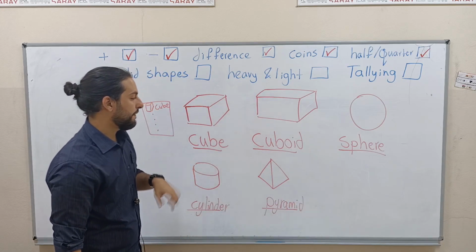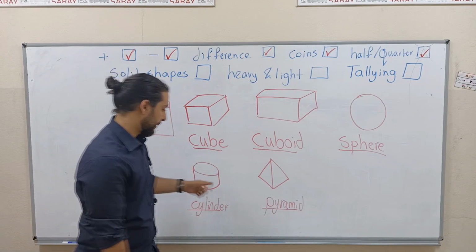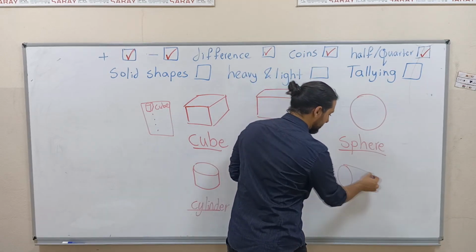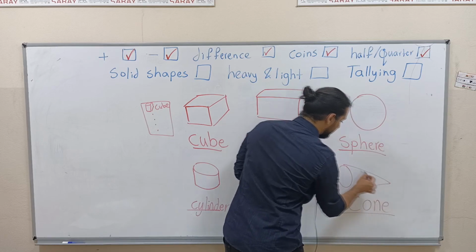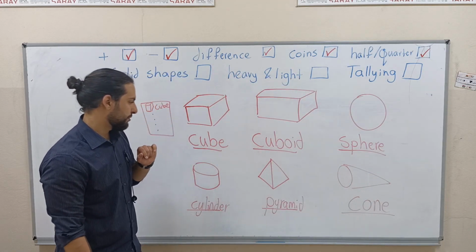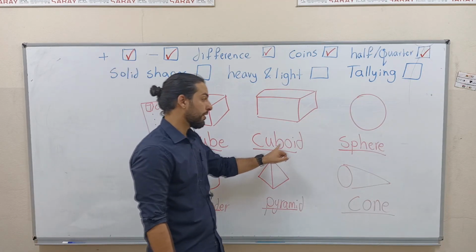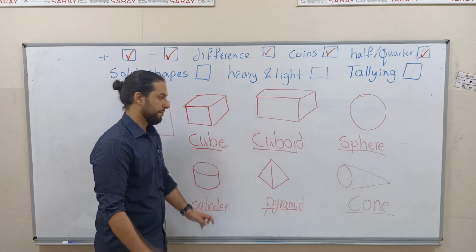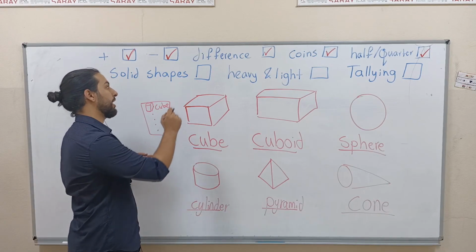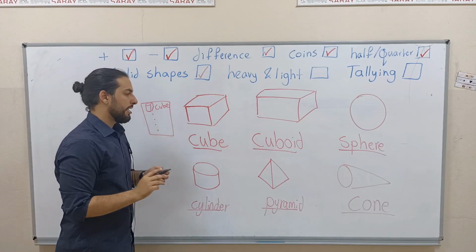So these are the 5 shapes, or the 5 most important shapes. I forgot cone. So cone is also important. These are the 6 shapes that we need to know: cube, cuboid, sphere, cylinder, pyramid, and cone. So these are the 6 most important shapes that we need to memorize.